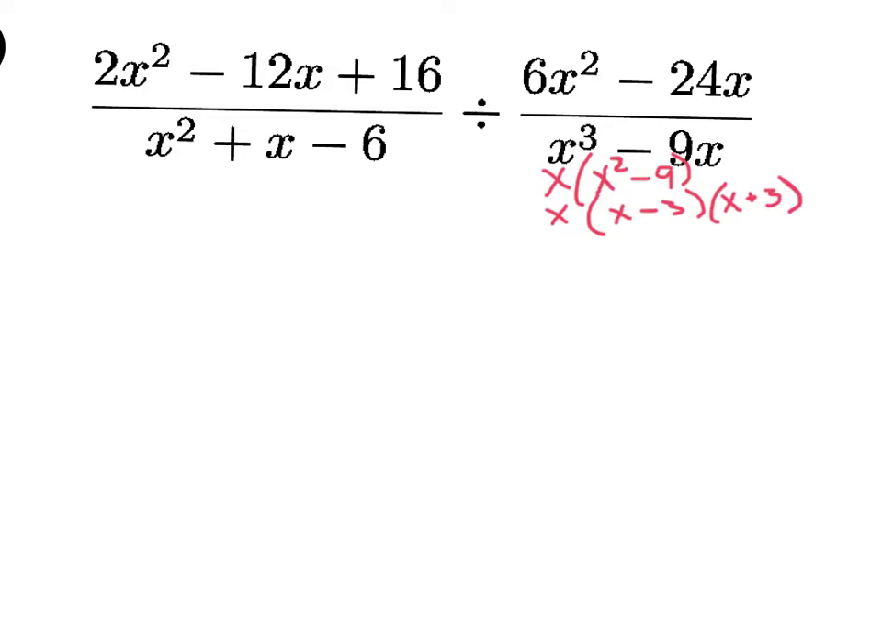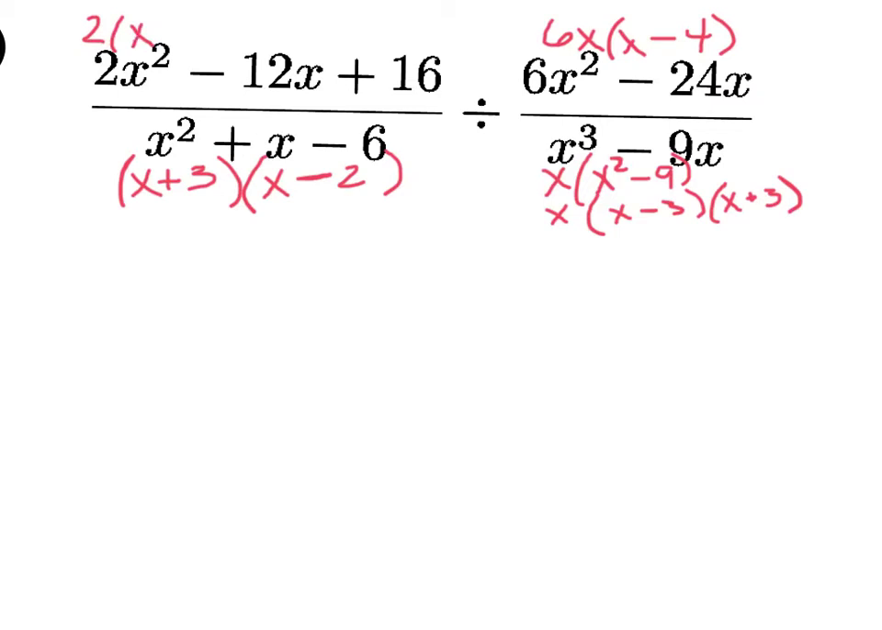Okay? And up in my numerator here, I can factor out a 6x. And so I'm left with an x minus a 4. Okay, so I factored out 6x and I'm left with x minus 4. And this denominator here is going to factor to be an x plus a 3 and an x minus a 2. And in my other numerator, it looks like I have a 2 that I can pull out. So I'd be left with x squared minus 6x plus 8.